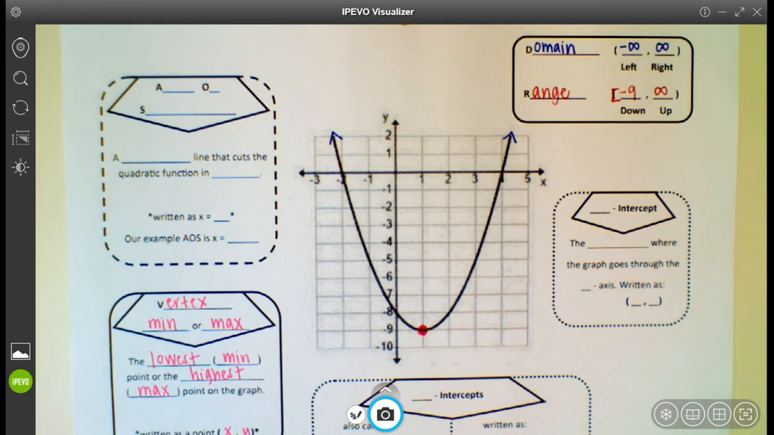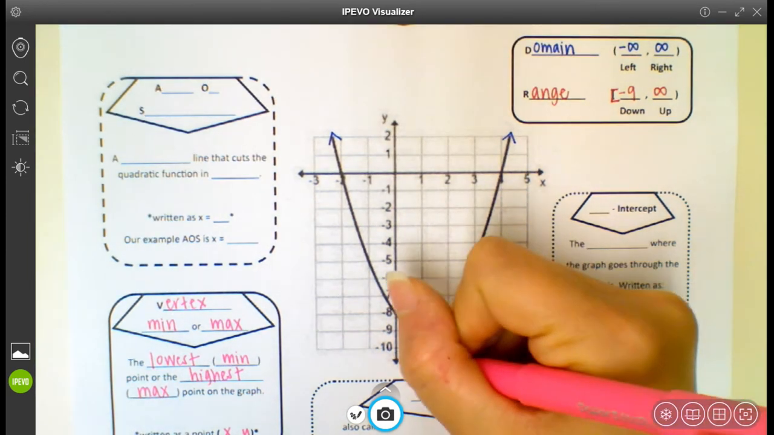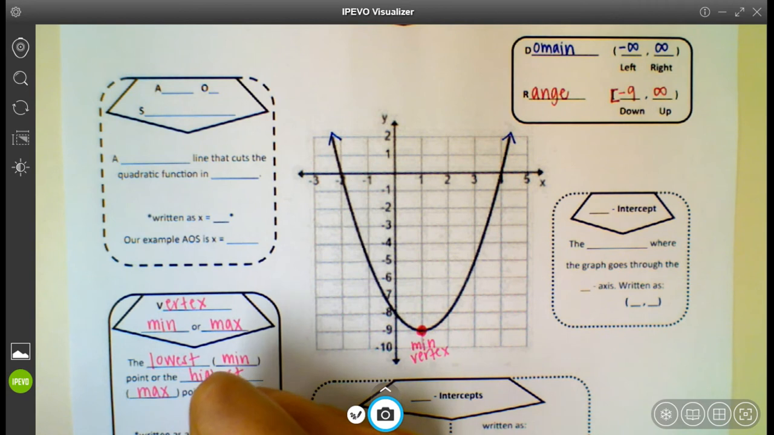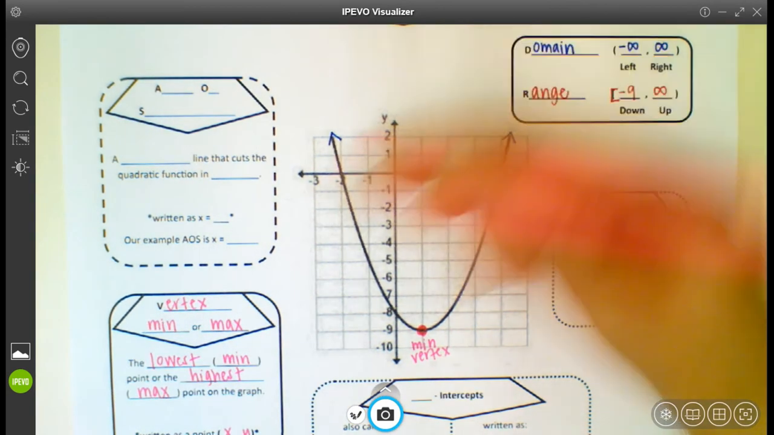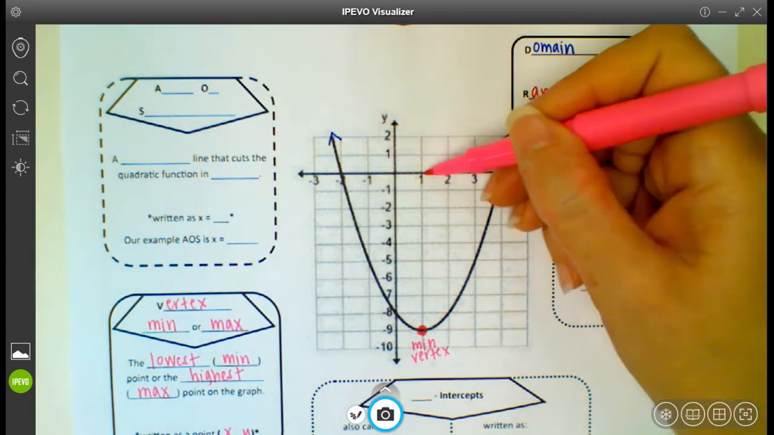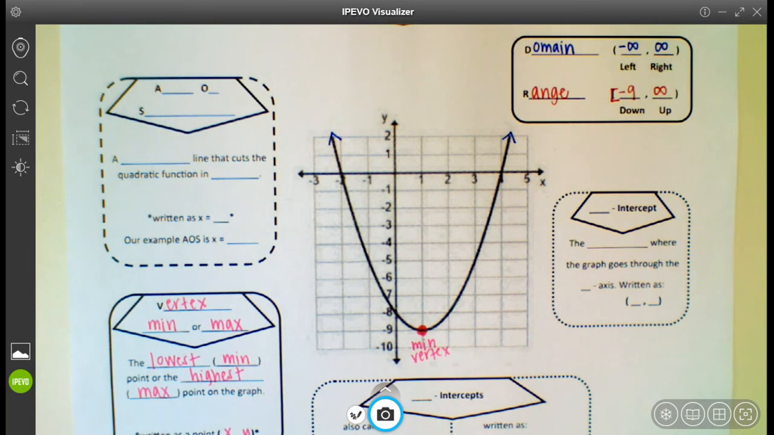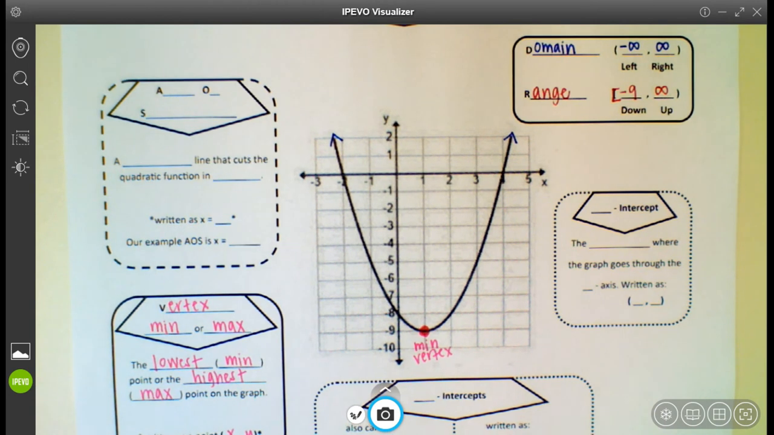And where is that located? Well, our example is a minimum as a vertex. And our point for the vertex of this question is located from 0 to the right 1. So my x is 1, and I'm located down 9. So my y value is negative 9, sorry. So my minimum value is negative 9, the lowest I can be.